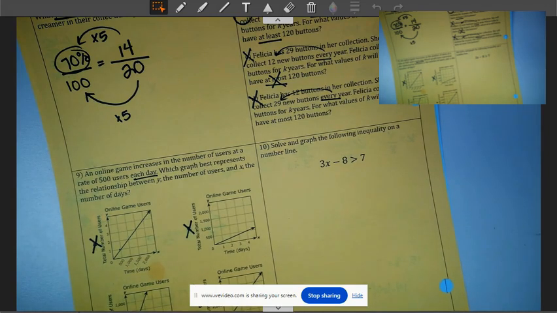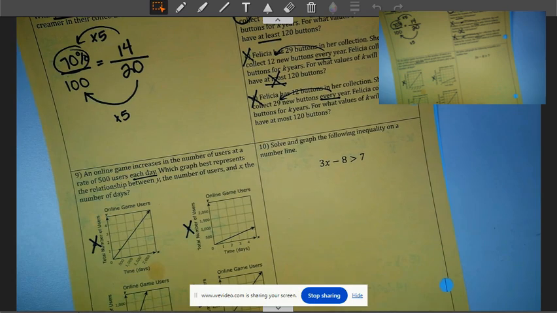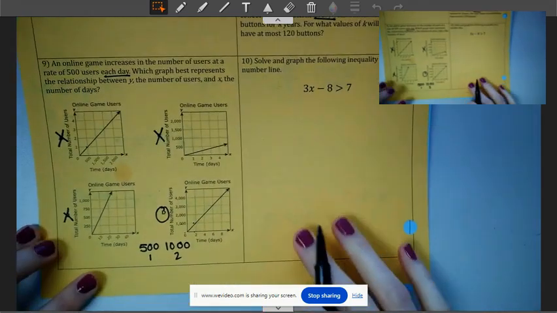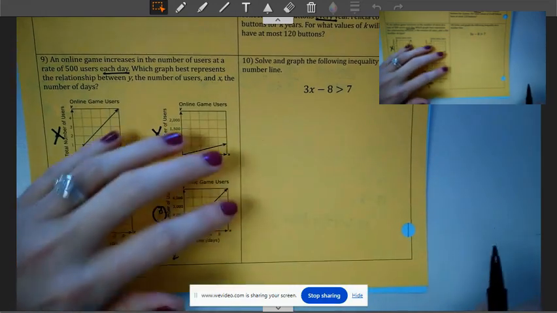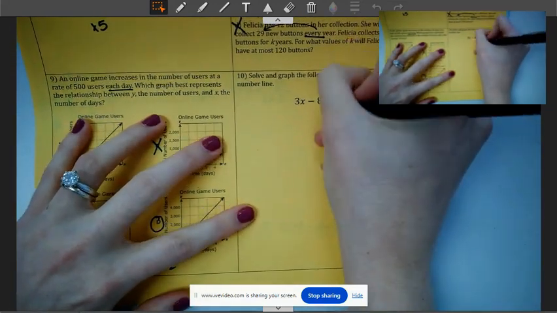Here, it's 10 days for 500 users. Here, it's 2 days for 1,000. Well, if 500 on the first day, that's day 1, that would be 1,000 on day 2, so D makes sense. All right, number 10, we're going to go ahead and solve the inequality.